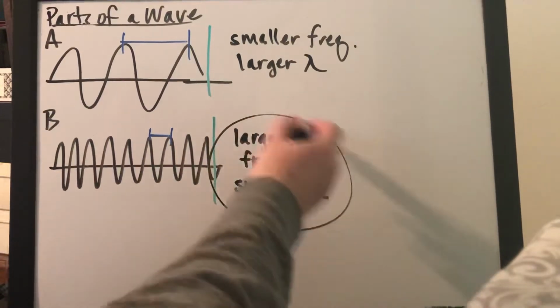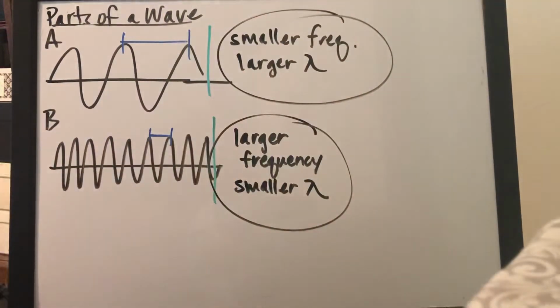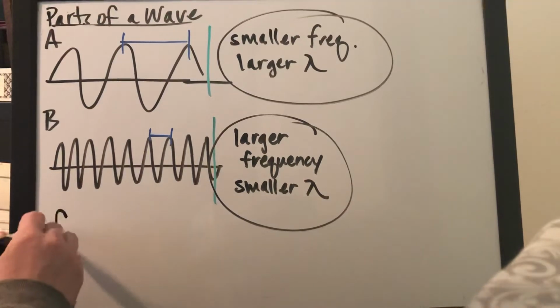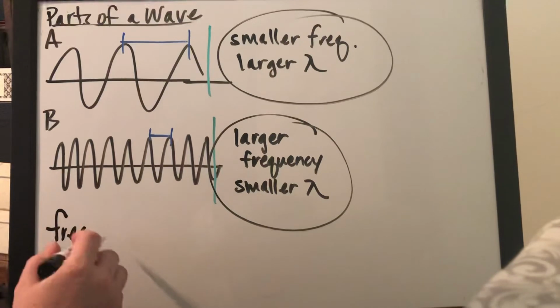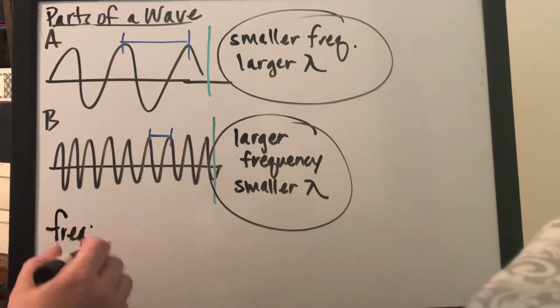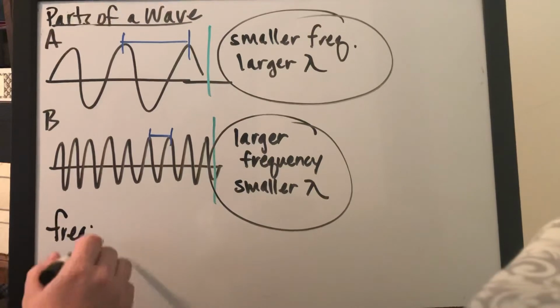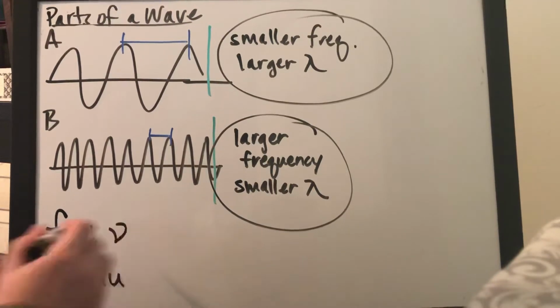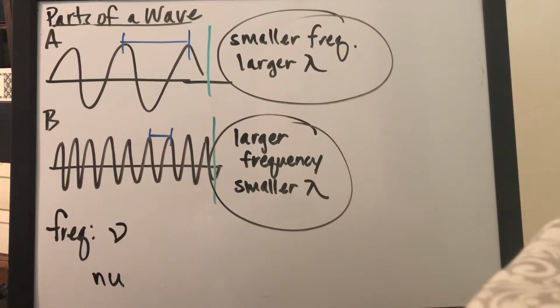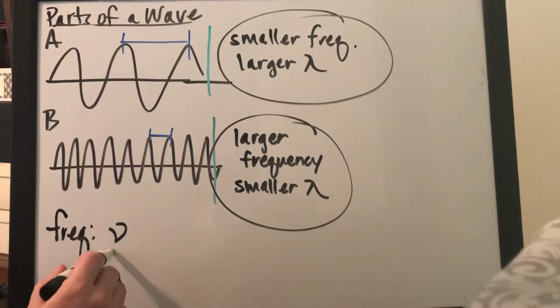Wave A has a large wavelength, remember that's lambda, and B has a smaller wavelength. If you notice, there's a relationship here: frequency and wavelength are inversely proportional. And I forgot to tell you the variable for frequency. It's not really a variable, it's a Greek letter, the Greek letter nu. It looks kind of like a cursive V, or a script V.